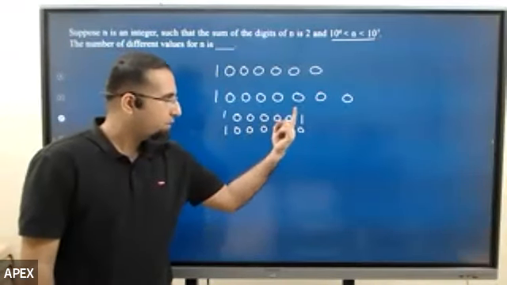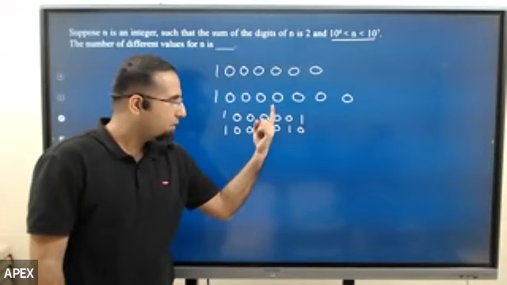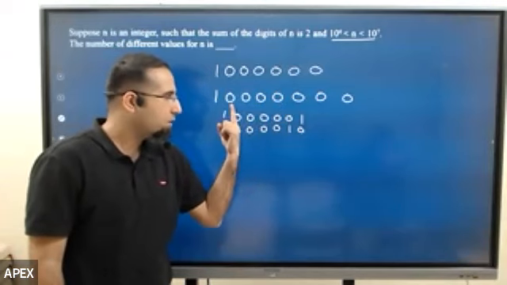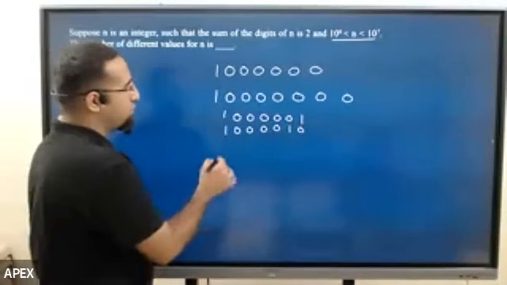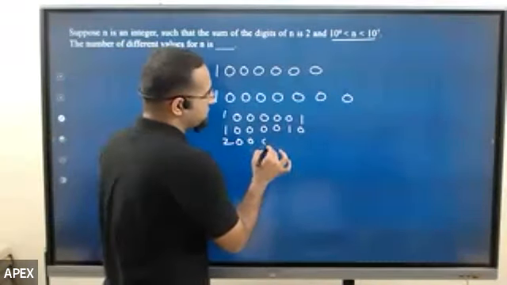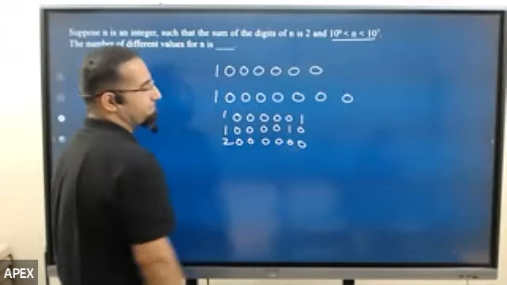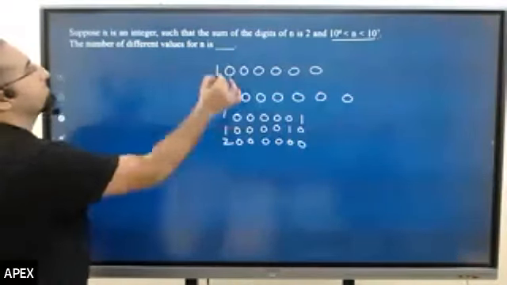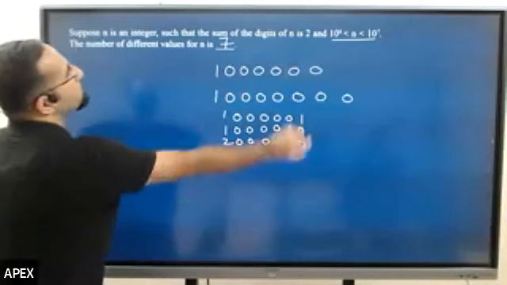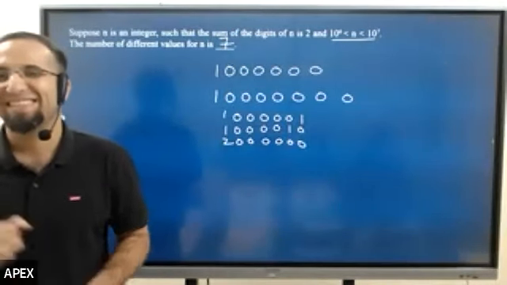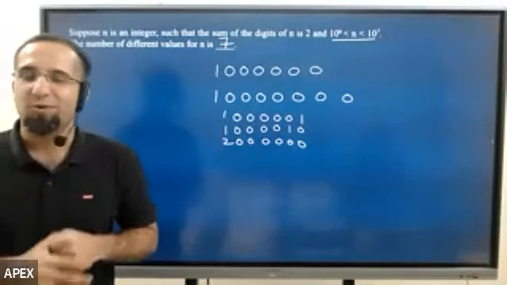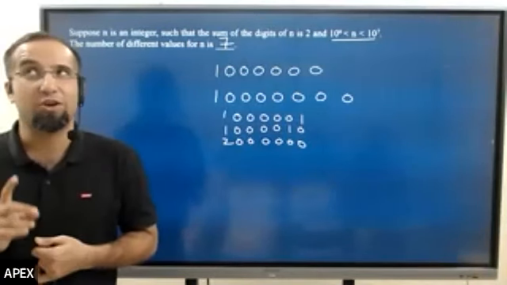So first number, second number, third number, fourth number, fifth number, sixth number. Another option is 2 followed by 6 zeros. That's your answer, nothing else. Now you decide why did you leave, or why did you not use your mind.